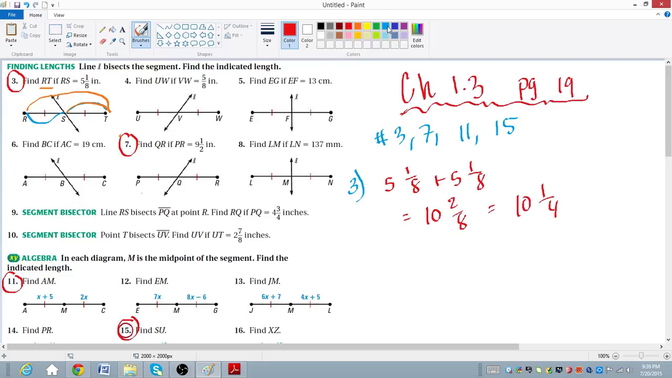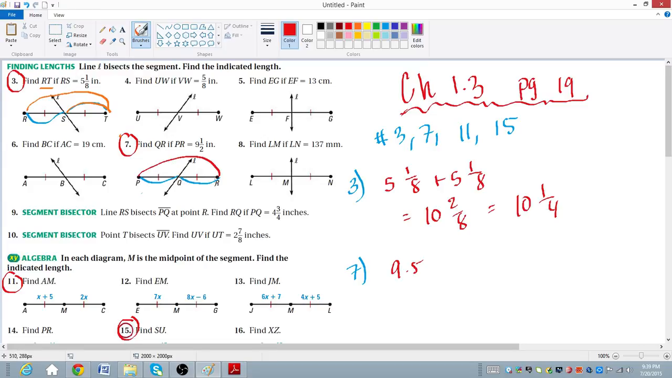Now let's do number 7. Same idea. I know that PQ is equal to QR. I'm given PR, the length from P all the way to R. I know that is 9 and 1/2, 9.5. And I want to find QR.